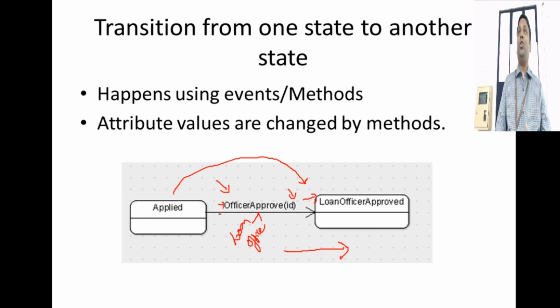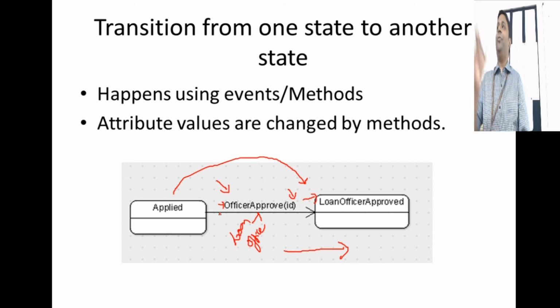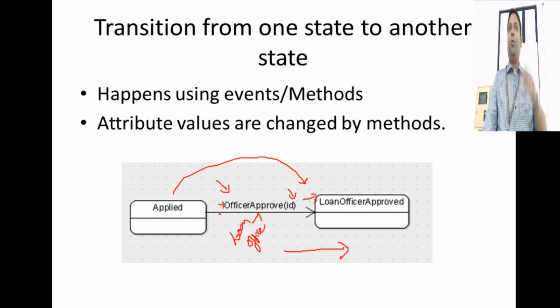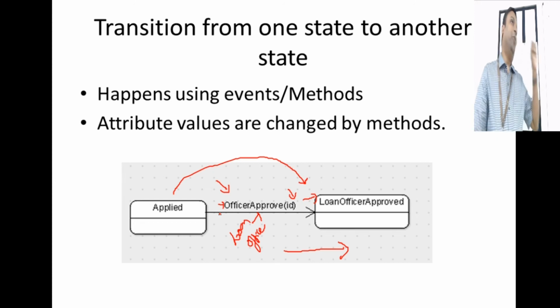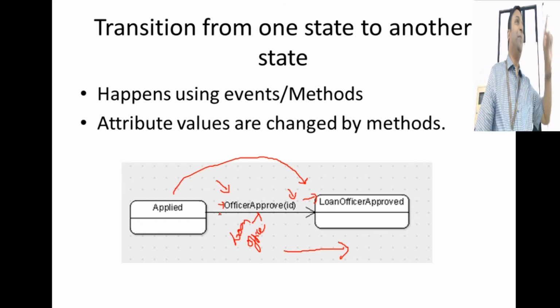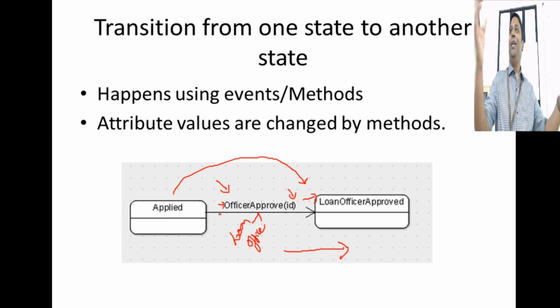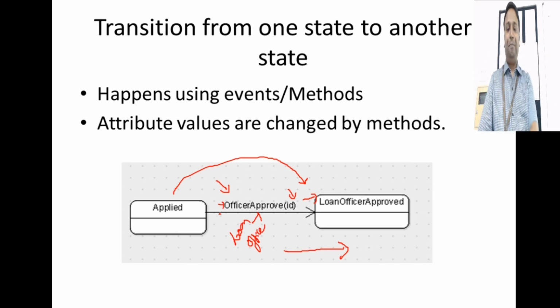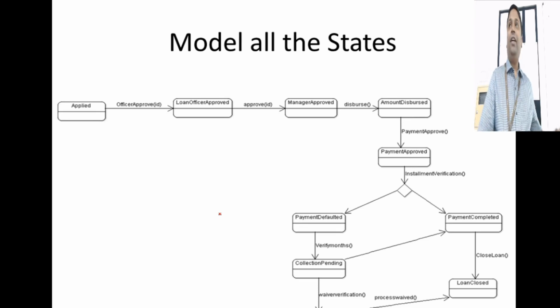Again, this method should be in your class diagram. This should have been modeled in your sequence diagram. Only then should it be here. There should be no method that is here and not in your class diagram. There should be no method that is in your sequence diagram but not in your class diagram. Otherwise it means the link is missing. Okay. So like that you model all these state transitions here.